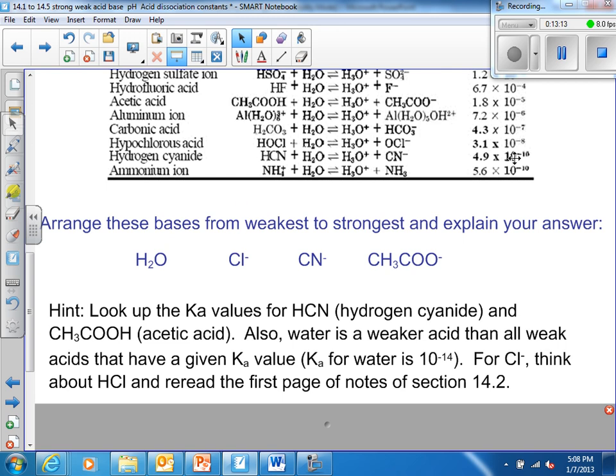So HCN, Ka is 10 to the minus 10. That's on the order of 10 to the minus 10. Acetic acid, the Ka is on the order of 10 to the minus 5. So acetic acid is a stronger acid than hydrogen cyanide is, which means acetate is a weaker base than CN minus, because the Ka for the acid is bigger than the Ka for the other acid, so this base is stronger than this base.